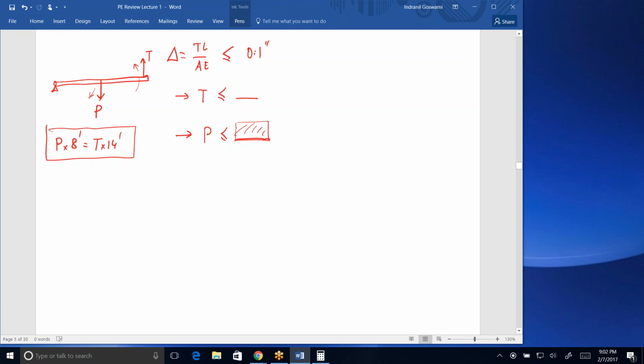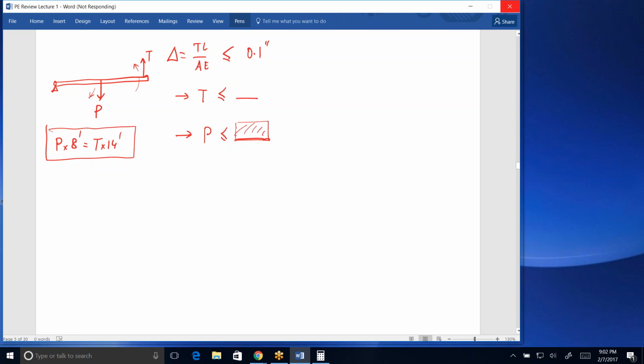Okay, should we stop there? I ran over a little bit. And then we'll try to finish out structural.